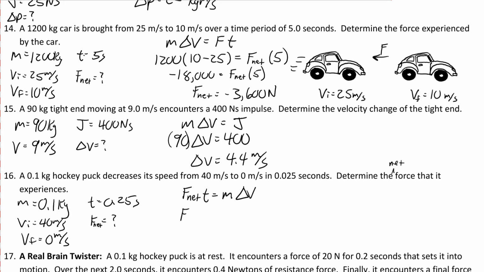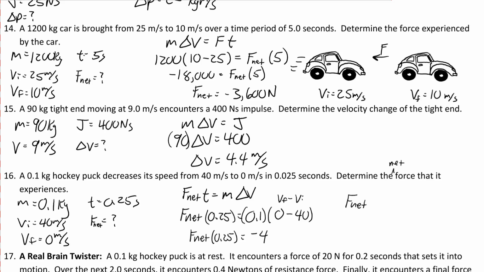So the net force times the time is equal to the mass times the change in the velocity. Now technically this is VF minus VI again, right? So the final velocity is 0 minus 40. So you're going to get a negative number. So the net force times 0.25 is equal to 0.1 times negative 40, which is equal to negative 4. So the net force is equal to negative 4 divided by 0.25. Negative 4 divided by a quarter should give you negative 16 newtons.